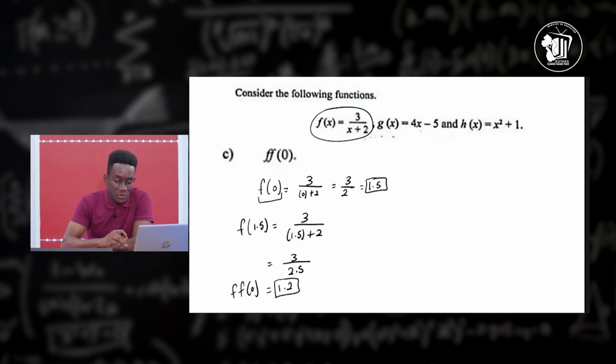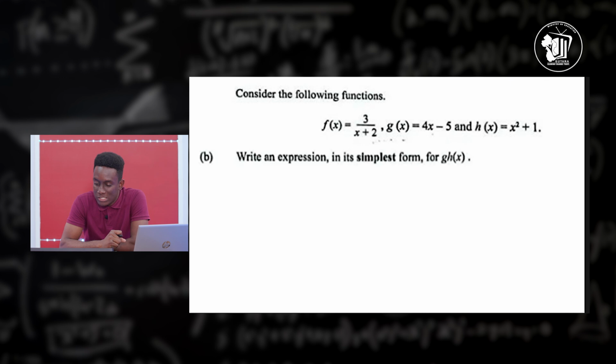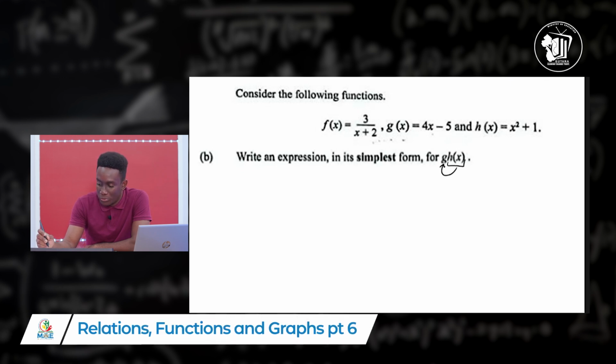So let's move on. Last question. The last one says, consider the following functions. f of x is equal to, and we have the same set of functions again. The question says, write an expression in its simplest form for gh of x. In this case, we're taking the function h and putting it inside g. How do we put it in? We basically replace x with the function h.